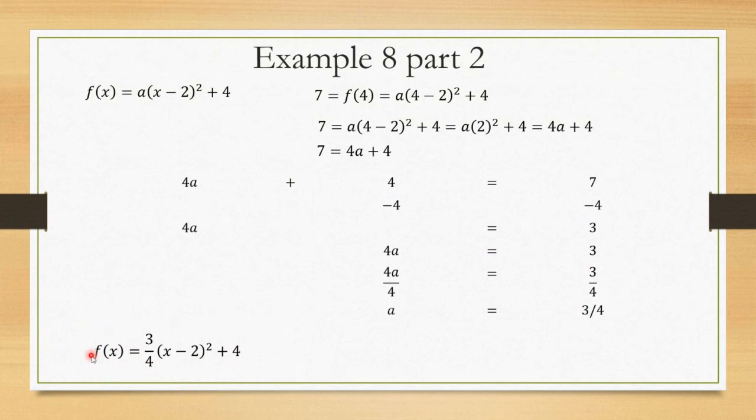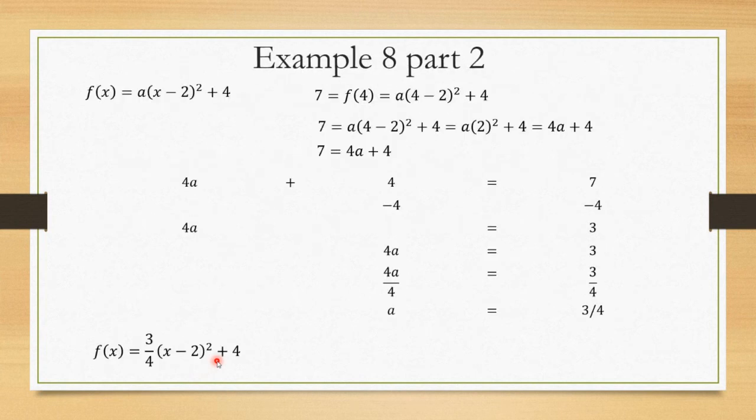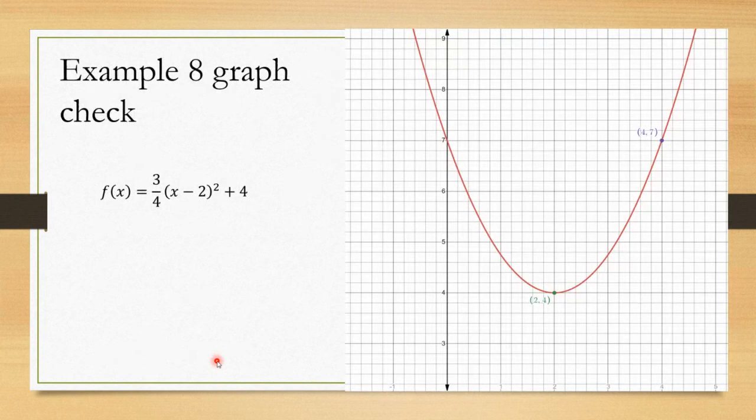So this is the quadratic function with vertex (2, 4), and it passes through the point (4, 7). As a check, here's the graph. I graphed this in Desmos, and you could see, yeah, the vertex is (2, 4), and it passes through (4, 7). So this is the one we're looking for.